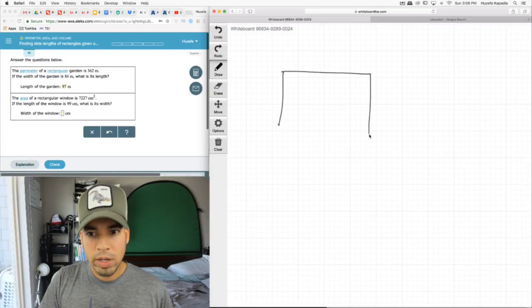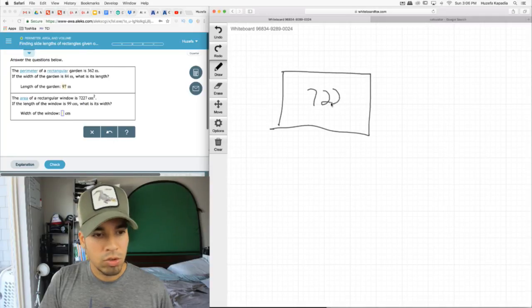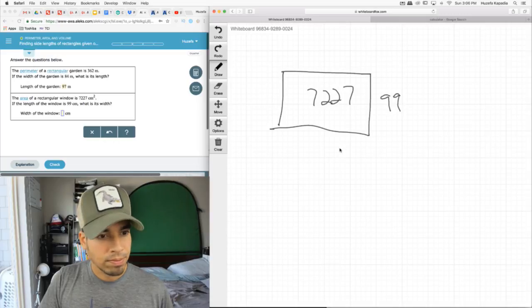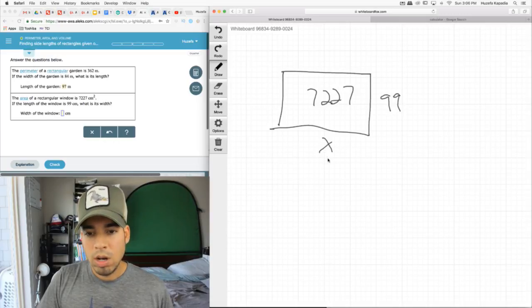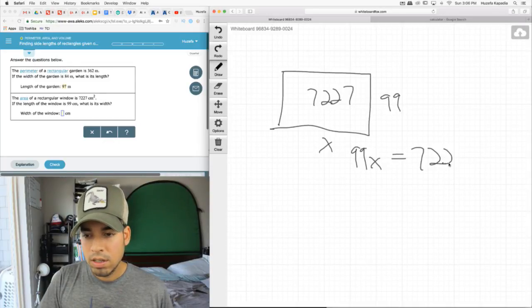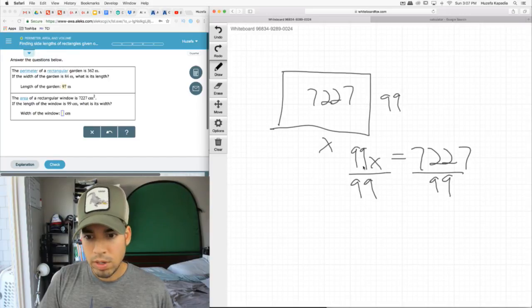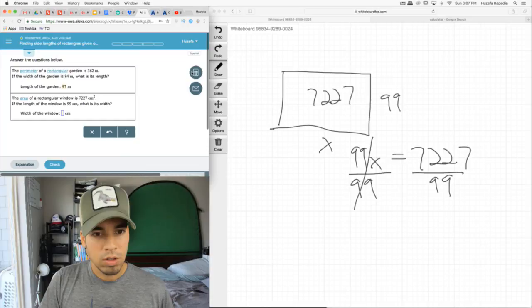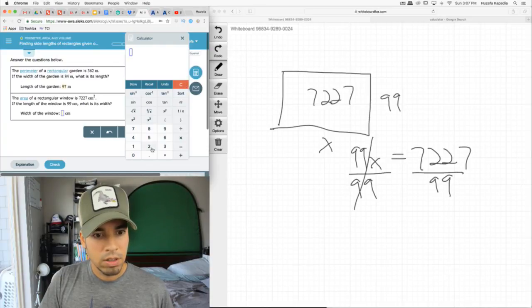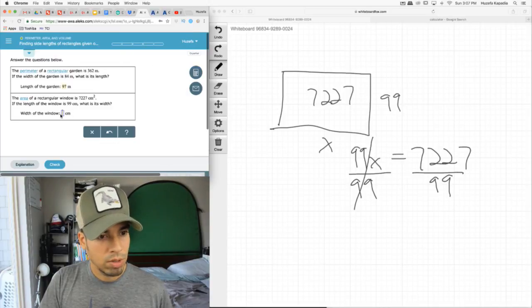A rectangular window has an area of 7227. If the length is 99, what is the width? Well, the width times the length equals the area. That's our equation. Now we just isolate for width. So let's use our calculator here. 7227 divided by 99 equals, nice whole number of 73.